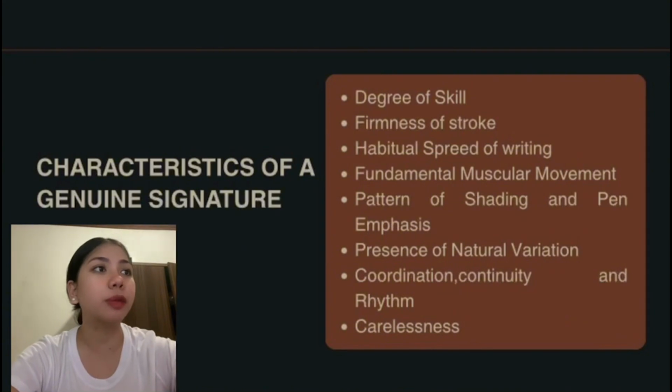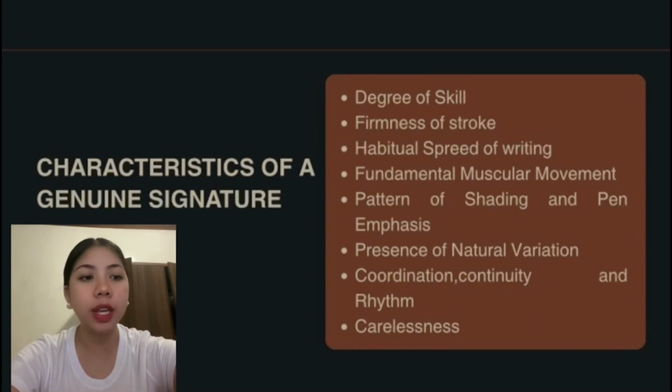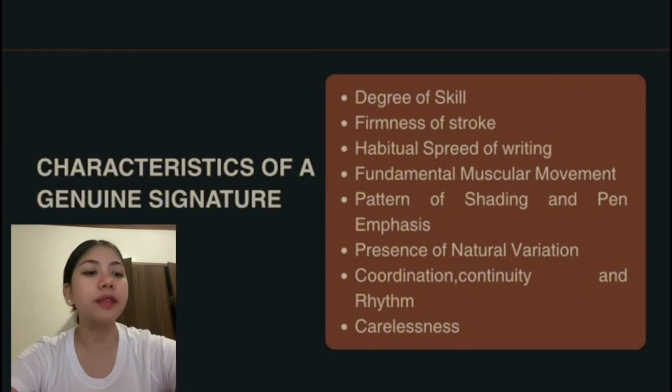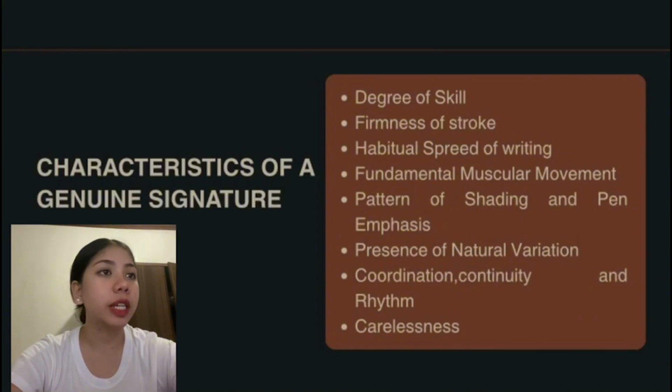Sunod is pattern of shading and pen emphasis. So, ang upward stroke are usually smoother siya than ang downward stroke. Ang downward stroke naga-appear siya og heavier ba. This shows natural hand movement. So, ang upward stroke is usually smoother, then while ang downward stroke is heavier. Tapos ang sunod is presence of natural variations.